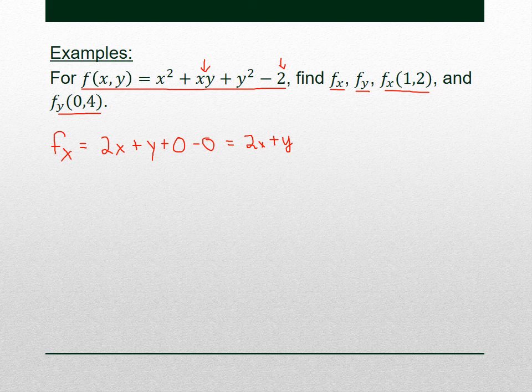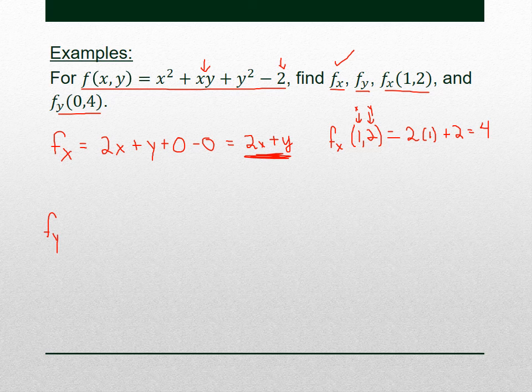All right, so we found that guy. While we're here, let's go ahead and find fx of 1, 2. So that means we plug in x equals 1 and y equals 2 to that partial derivative. So 2 times x is 2 times 1, right? We're plugging into here. Plus y equals 2 is plugging in 2. And then that is 2 plus 2, which is 4. So fx, the partial derivative with respect to x, plug in the point 1, 2. So the partial derivative with respect to x at 1, 2 is 4.